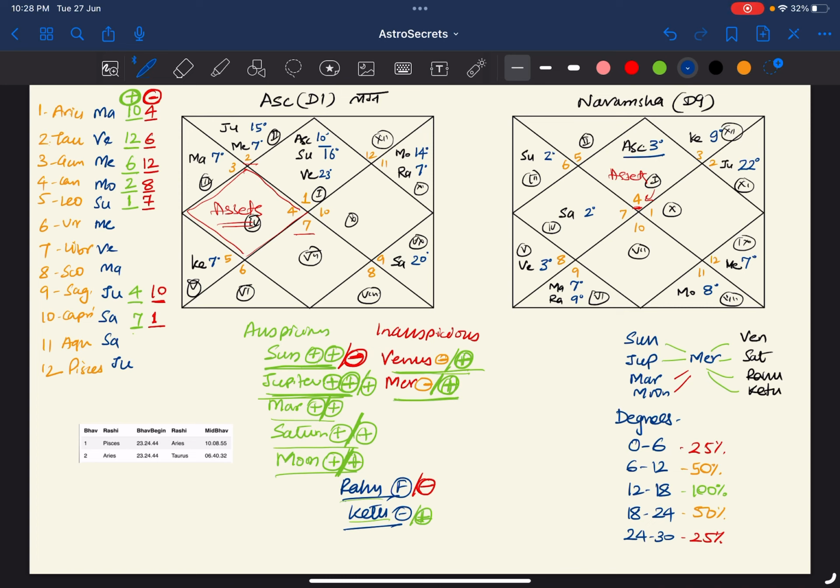So yesterday we covered a detailed analysis of the Lagna chart, which is D1, that I have on the left hand side, and the Navamsa chart D9, which is on the right hand side. There is one crucial element that I received in the comments, which is about considering the Bhav Chalit, right? So what does it mean exactly?